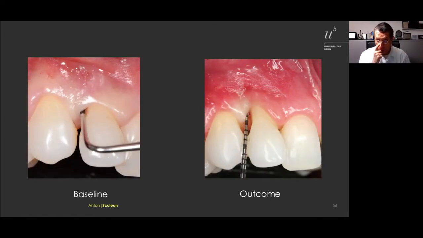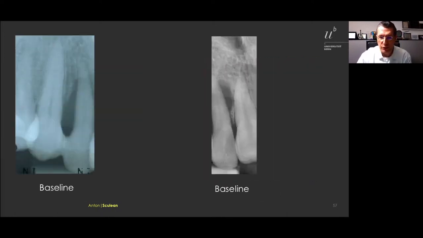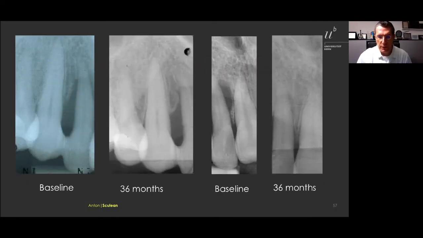I have now maybe about 3 or 4 millimeters of probing depth, no bleeding on probing, and a stable clinical situation. Look at the outcome from a radiographic point of view. At 3 years, I have an almost complete regeneration or refill of the intrabony component. No bone graft was placed here, and I was able to save the tooth for the patient.